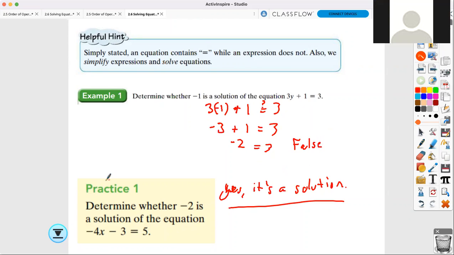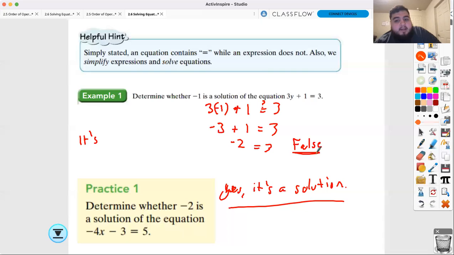It's false. When it's false, guys, what statement do we write when it's false? If when we plug in the solution we get a false statement, what do we write? No, it's not a solution. There you go. No, it's not a solution. Thank you.